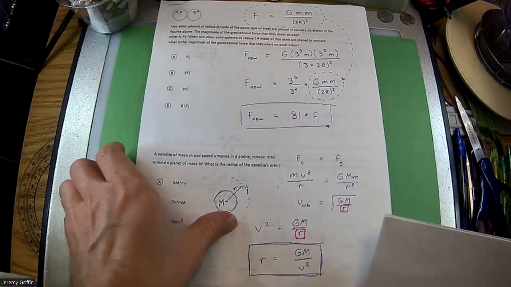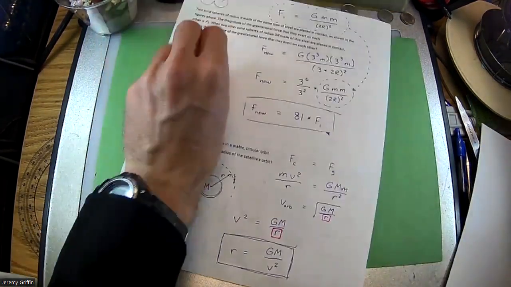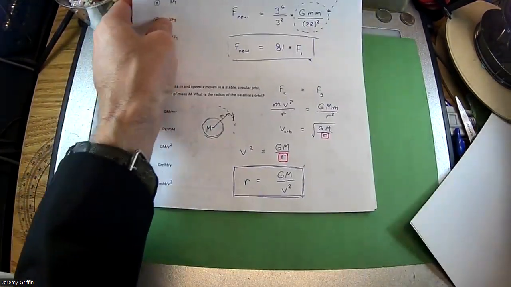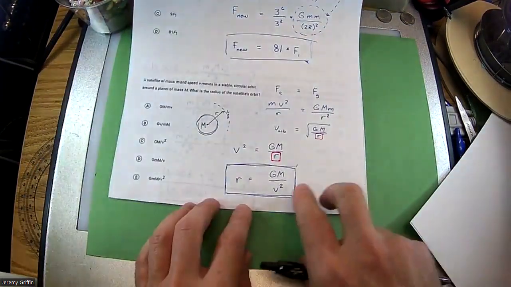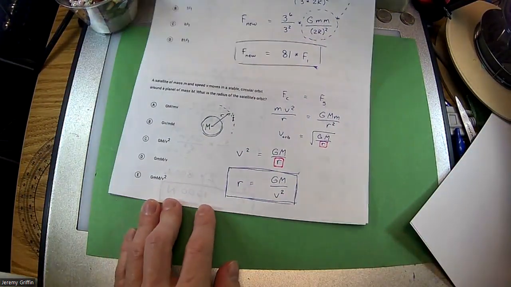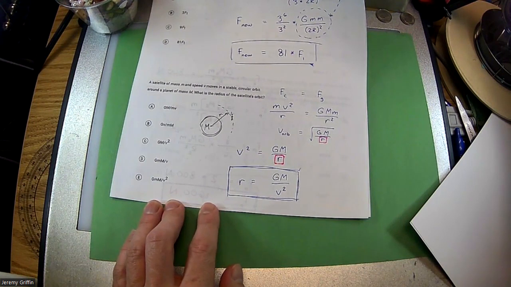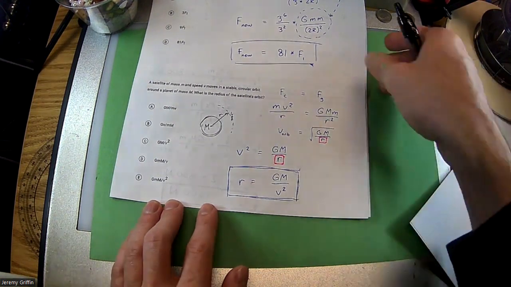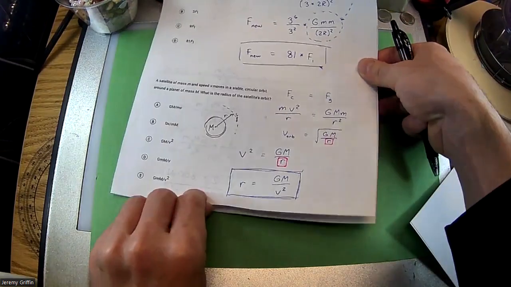So just algebra rearrangement and solve in terms of variables. I'm getting this right here. Hopefully you guys got that too. You guys get there? Are we good? All right. Ready for number 3? All right.